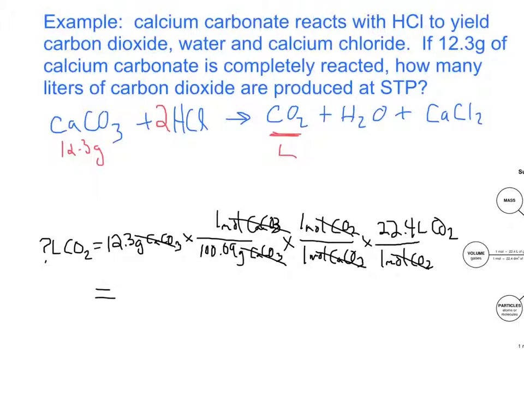I just stopped the video and worked out the answer, and I got 2.75 liters of CO2. I rounded it to 3 digits because the original measurement had 3 significant digits in it. So that would be the liters of carbon dioxide we could expect if that much calcium carbonate reacted. On to another example.